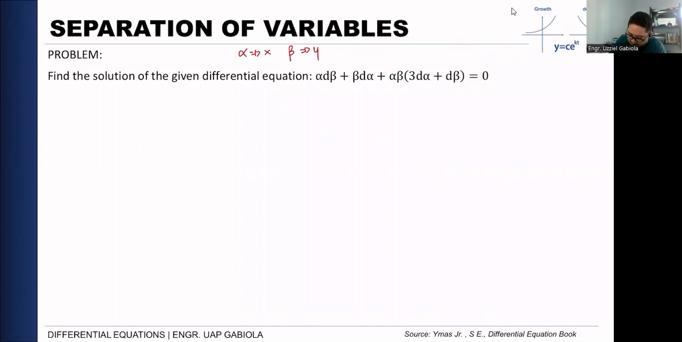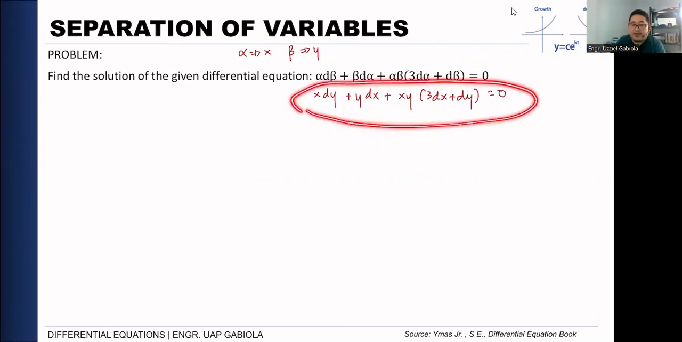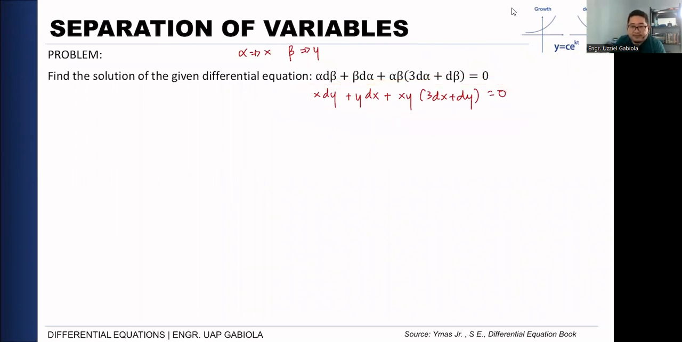So, ngayon pwede natin ngayon i-change so x dy plus y dx plus xy times 3dx plus dy equals to 0. Ayun, so ganun lang pala yung kanyang gustong sabihin. Okay? So di ba iba yung pakiramdam pag nakagantong form siya. Kasi familiar tayo sa x and y. So you can do that in your convenience. Okay? So now we proceed sa solution natin.